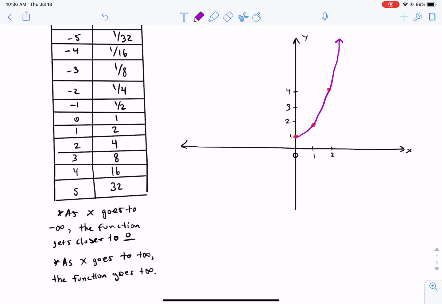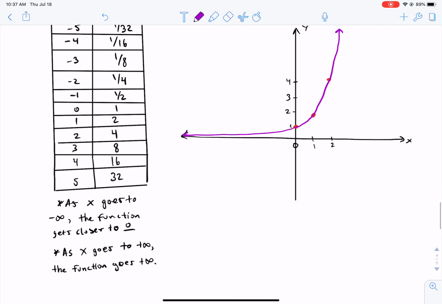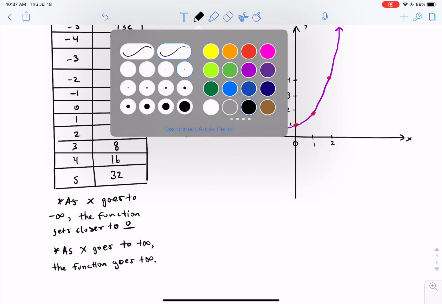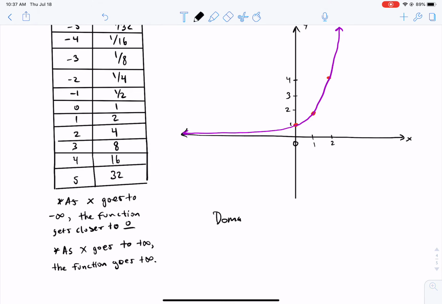So what happens on the left side here? It goes down towards zero, like this. It never gets to zero, right? There is no particular x value that you can plug in so that you can get zero. So based on this graph, what would you say the domain for this is? All real numbers. You can plug in any negative value that you can think of and any positive value that you can think of.